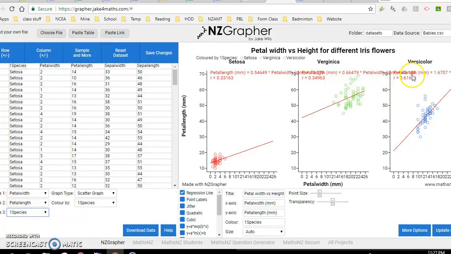I'd compare the R values and the gradients and try and give some sort of rationale as to why. Maybe you can look some data up.